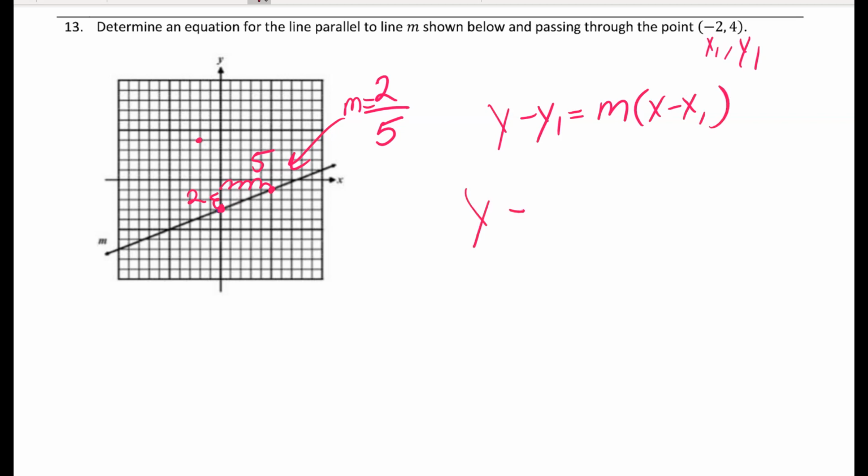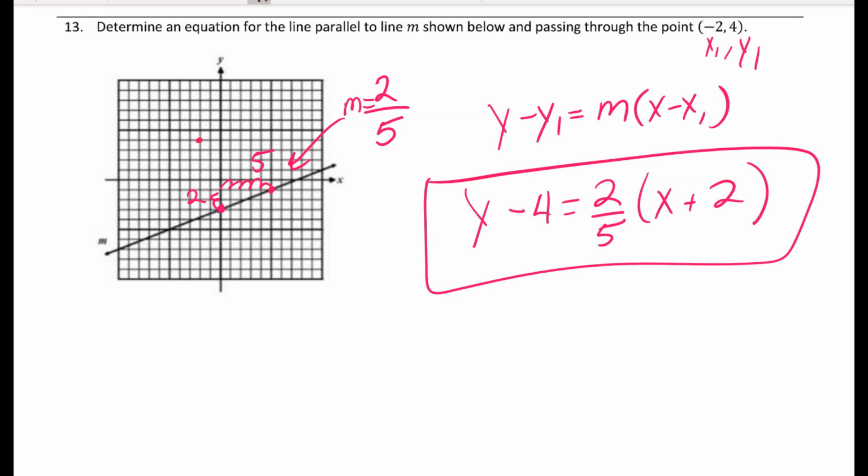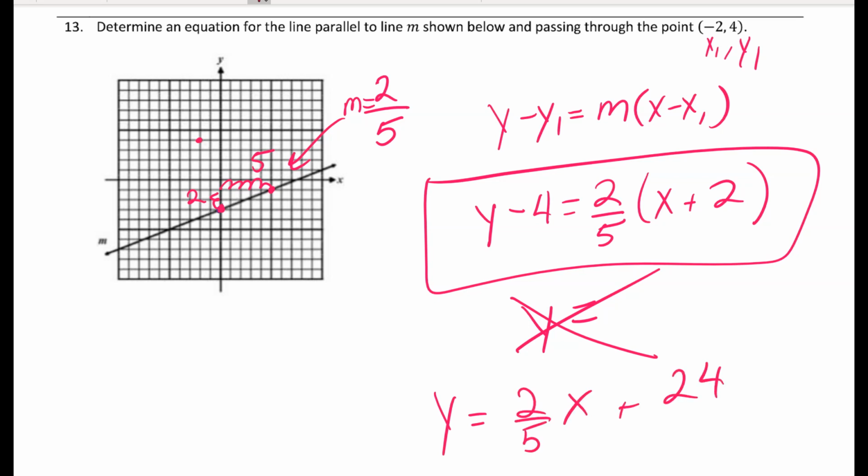I leave y as y minus my y1 equals my slope times x. When I subtract -2, it becomes positive. Now, it doesn't say to put it in slope-intercept form, so I'm not going to here because that would be more work and it just creates more room for error. So I'm going to leave it in point-slope form because that is perfectly acceptable as the equation of a line. But if you did end up distributing it and isolating y, it would look something like that.